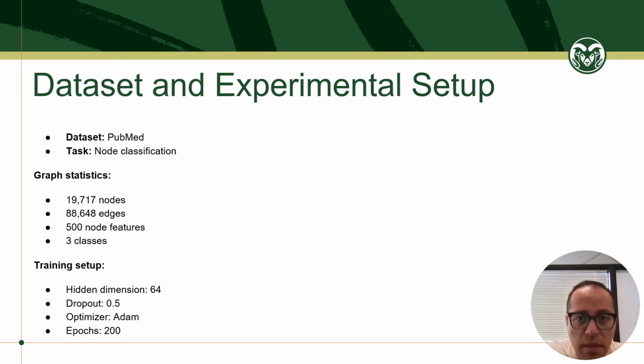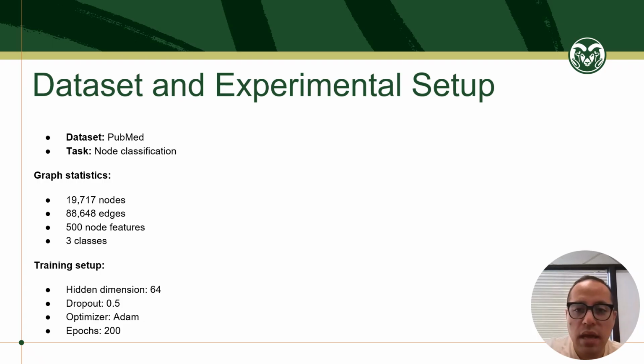For this lab, as I mentioned, I use the PubMed citation network dataset for a node classification task. In this graph, each node represents a scientific paper and the edges represent citation relationships between papers. The dataset contains 19,717 nodes and about 90,000 edges, 500 node features, and 3 output classes.